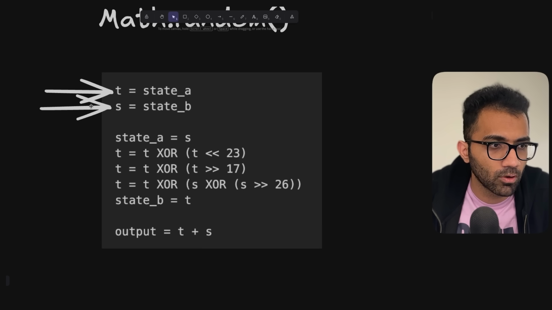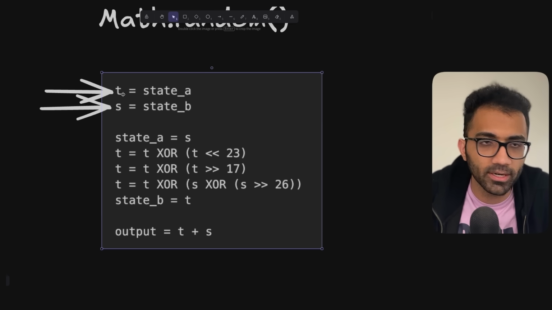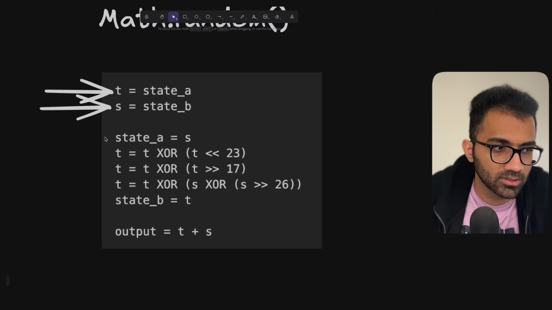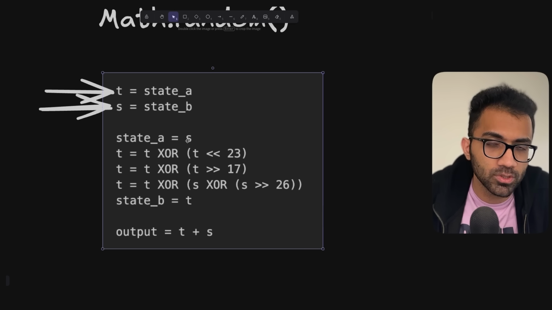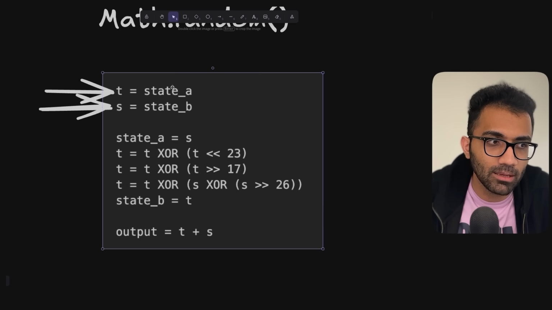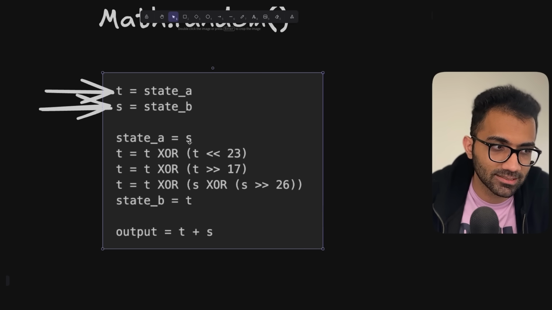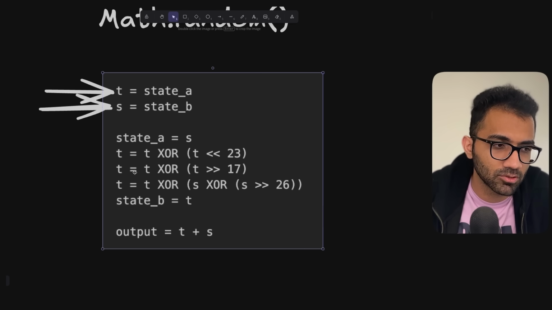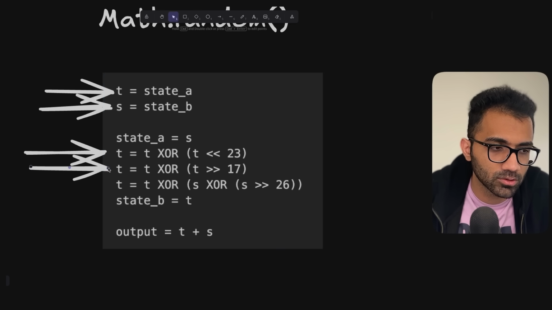So what we do is we first of all make a copy of state A. We store it in t, assume that this is a variable. We do the same thing with state B. So we copy these two numbers into different variables. Now for state A, we change it to state B, because we keep on mutating these states for the next random numbers. So state A immediately becomes S, which is your state B. And for computing the state B value, we do these three operations. We take state A, the original one, and we XOR it with left shifting its bits 23 times. And we then XOR it again, right shifting its bits 17 times. These are mathematical operations, and we'll get to what these mean.